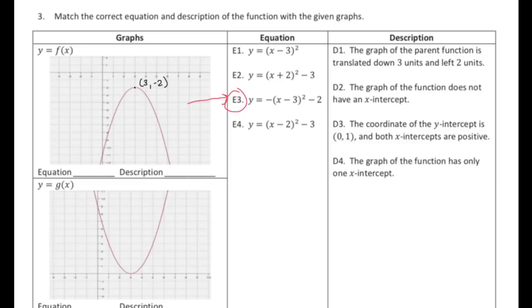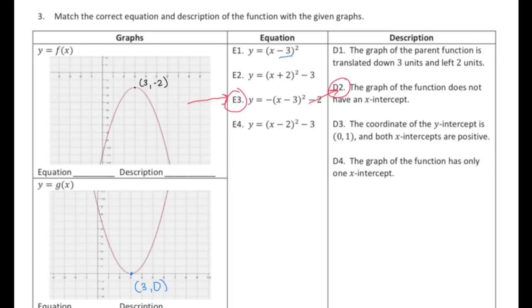So my equation for that would be E3. Now I also know, because this is a reflection on the x-axis, that I should have a negative coefficient, and that's precisely what we see there as well. We have that negative that is right outside your parentheses, x - 3. All right, so moving on, when I look at what description would be best for this, I am thinking that D2 might be the best description for this because the graph of the function does not have an x-intercept.